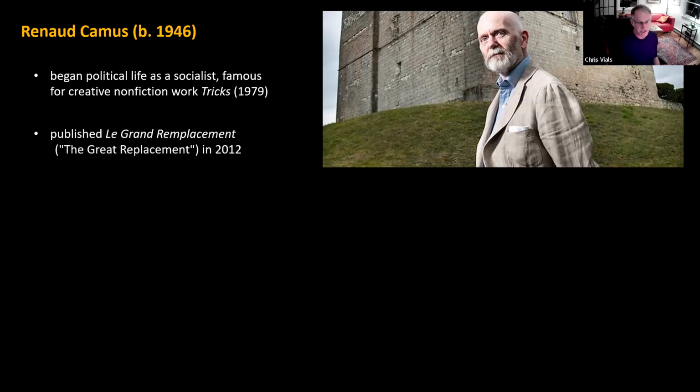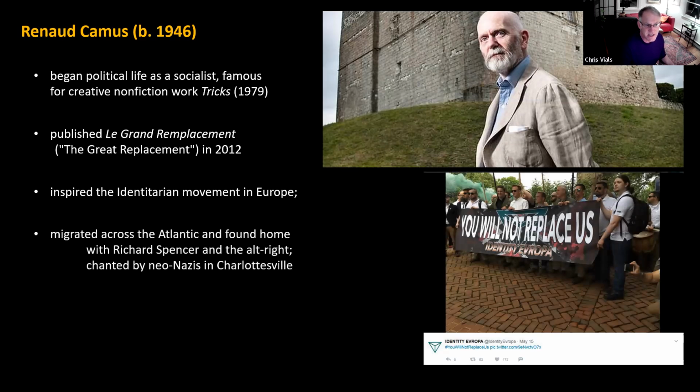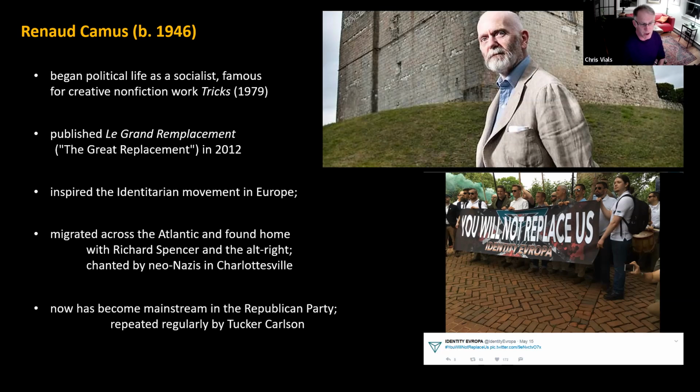So he published The Great Replacement, I'm not going to butcher the French, in 2012. It's one of the few things on the far right that has not been translated into English. He wrote a second book that's explicitly for English, but that first one is still untranslated. It inspired the identitarian movement in Europe, migrated across the Atlantic and found a home with Richard Spencer and the alt-right, chanted by neo-Nazis in Charlottesville, who chanted, you will not replace us, Jews will not replace us. But it has now become mainstream in the Republican Party, repeated regularly by Tucker Carlson, who is the highest rated news person on the air, right?